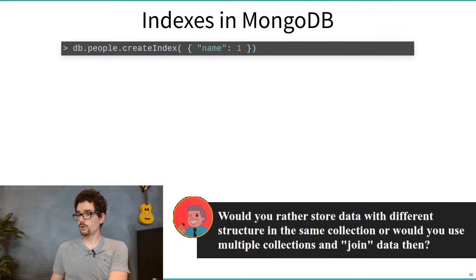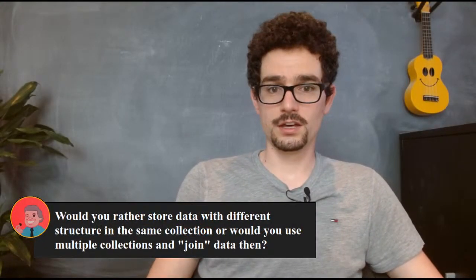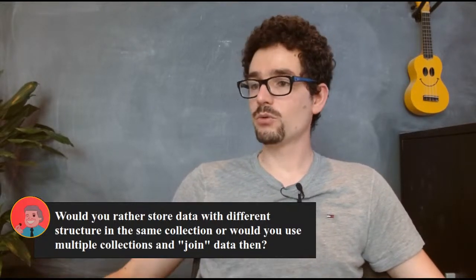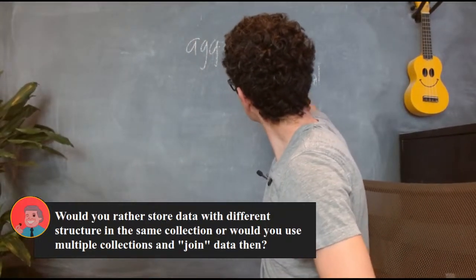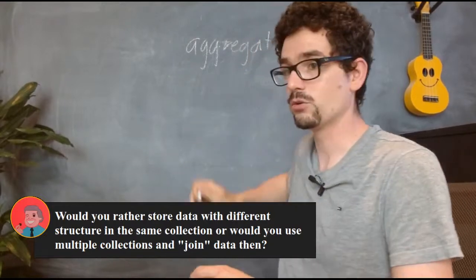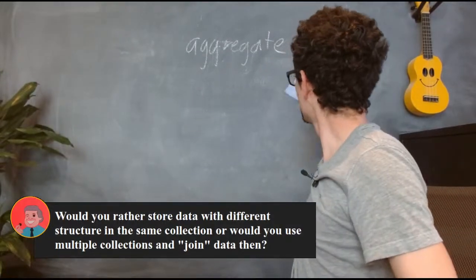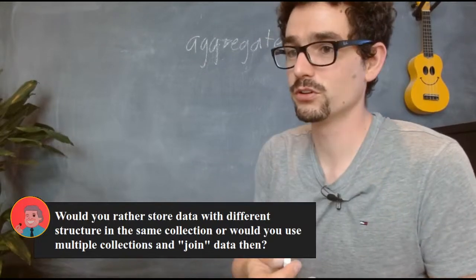Would you rather store data with different structure in the same collection, or would you use multiple collections and join the data then? That is a very good question. That is a very, very good question. And I have to come back to the term aggregate. Aggregate means the whole thing. In German we would say Gesamtheit. The whole thing we store together.